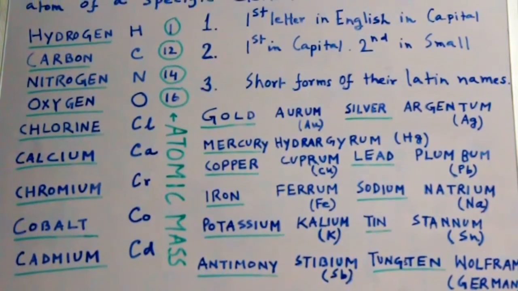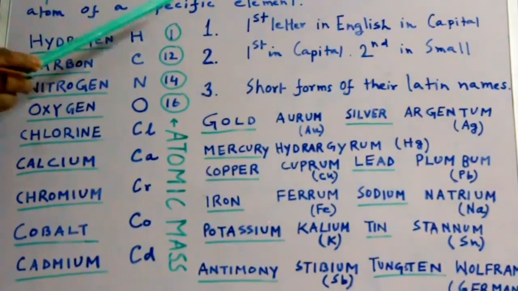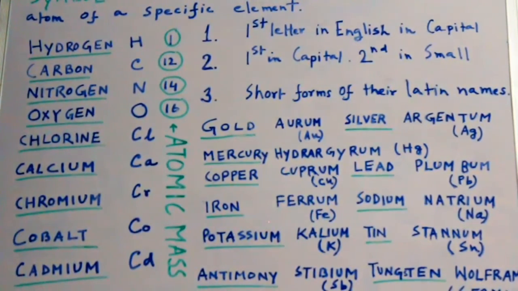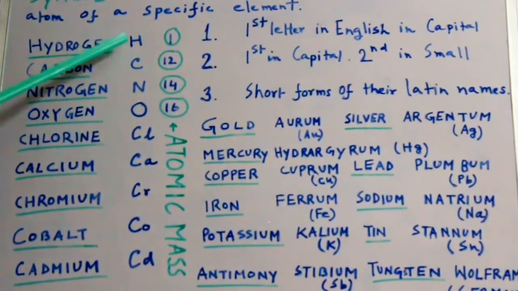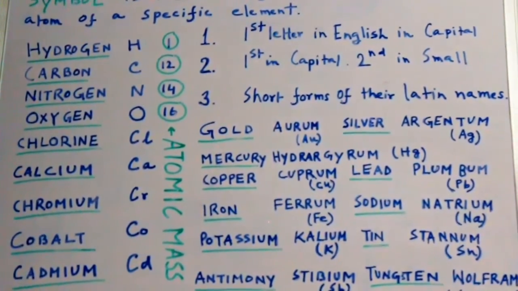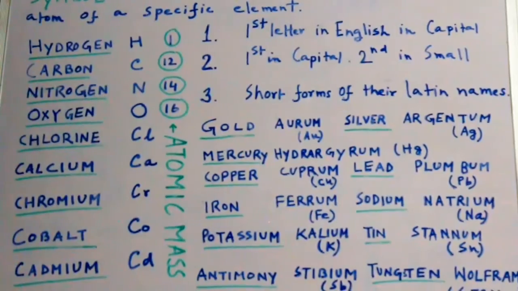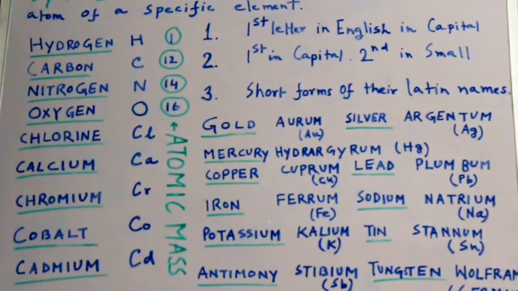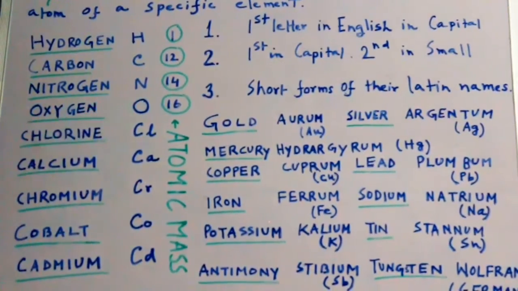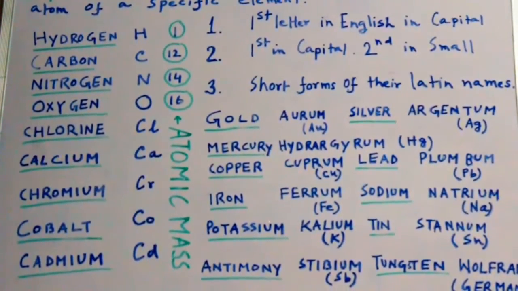Now, how to write the symbols? Number one, the first letter in English in capital. That means hydrogen, the first letter, so H represents hydrogen, carbon is represented by C, C is the first letter, nitrogen by N, N is the first letter, oxygen by O, O is the first letter.